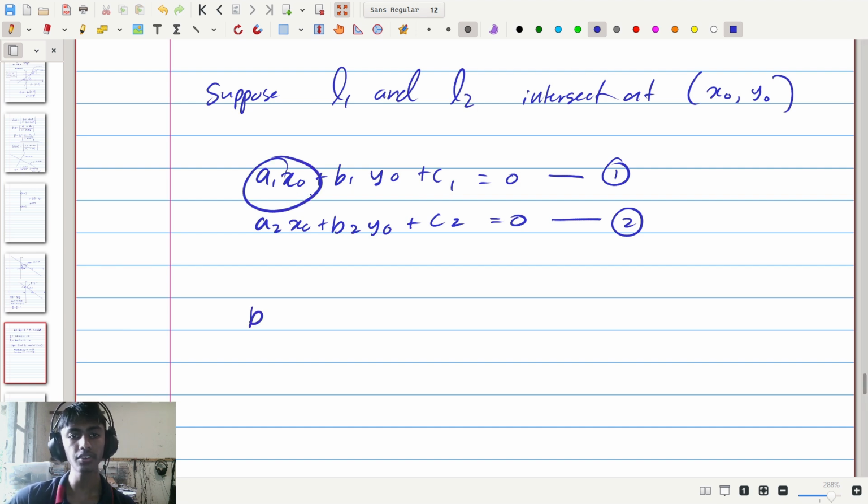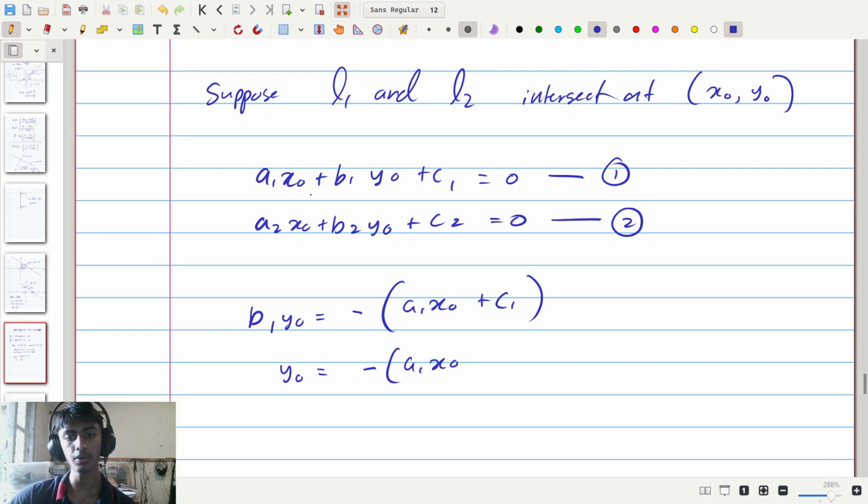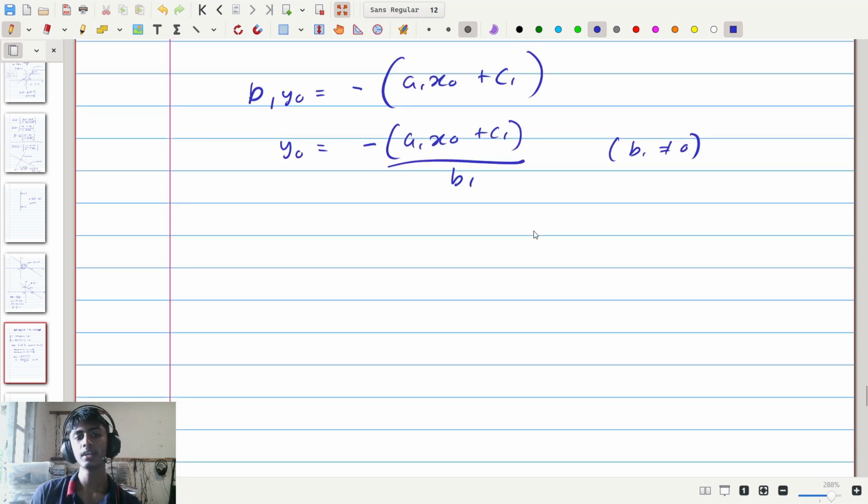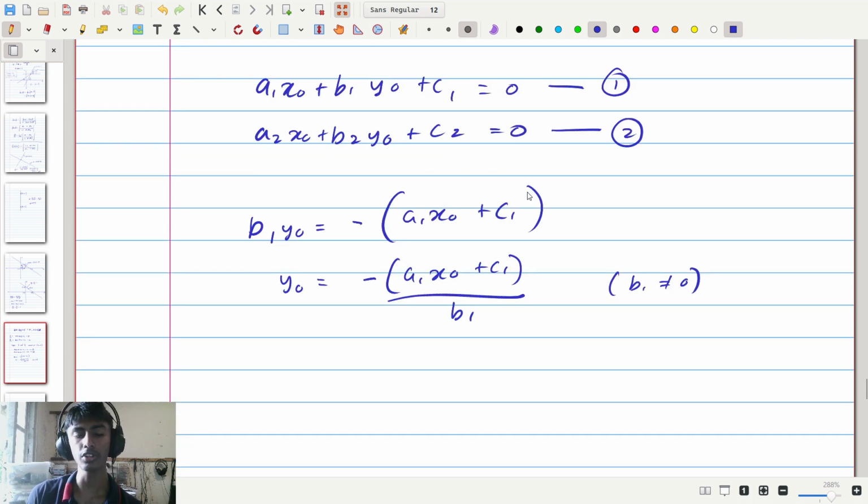Taking this a1 x0 term and c1 term to the other side, we get b1 y0 equal to, and on the right side we get negative a1 x0 plus c1. Dividing both sides by b1, we get y0 equal to negative a1 x0 plus c1 divided by b1, provided of course that b1 is not equal to 0, because if b1 is equal to 0, we get a different result that we can solve differently. So instead, let's just assume that b1 is not equal to 0, which means that y can be represented in terms of x like this.